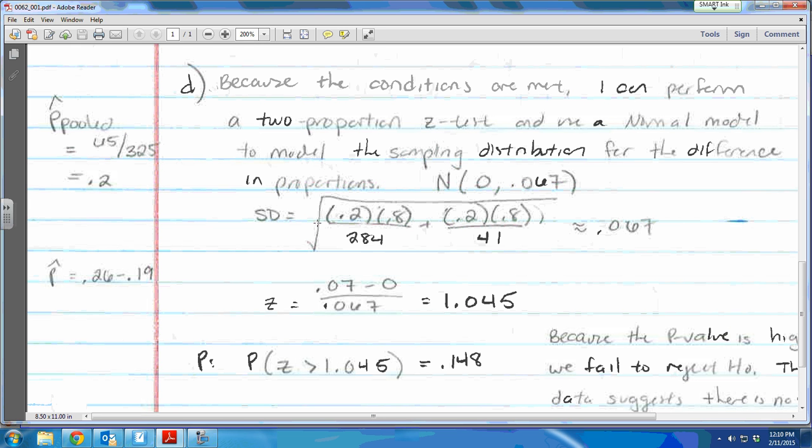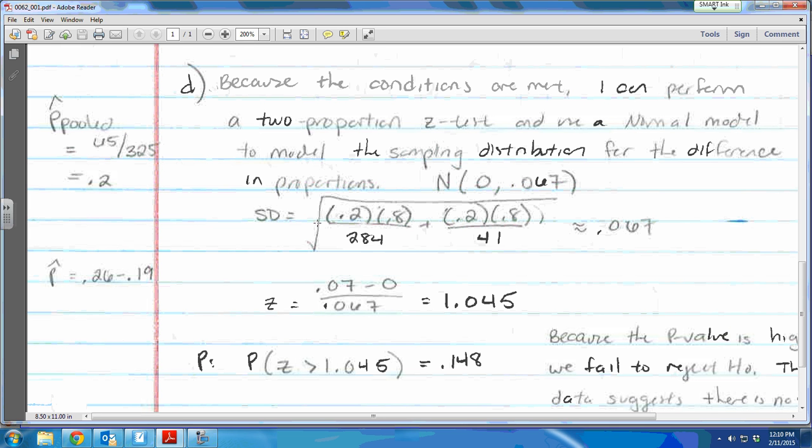Back up there with my alternative hypothesis, I said the difference would be greater than 0. That means I'm looking at the upper tail of my normal model, right? So I said greater than 0, so I'm going to go from 1.045 to infinity to find my probability, my p-value.